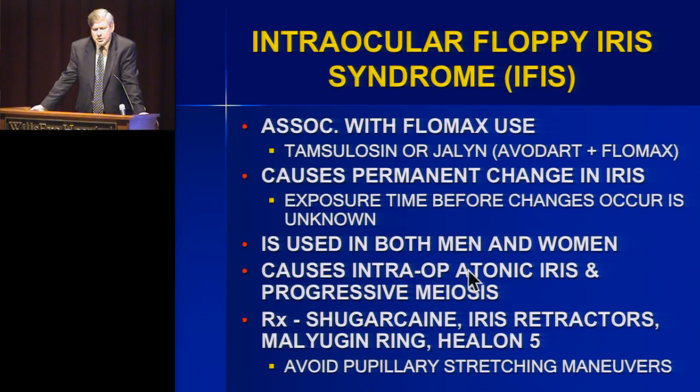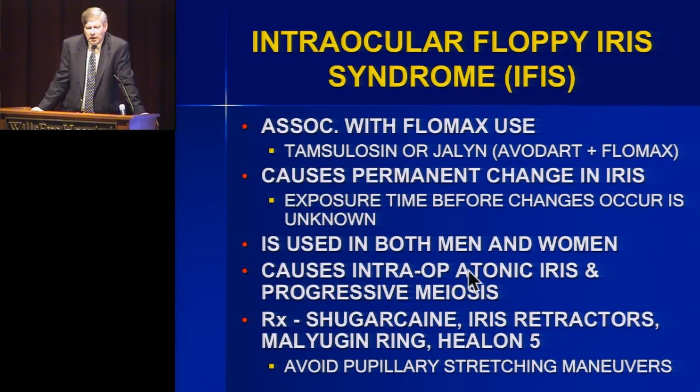What does it do? Well, it causes an intraoperative atonic iris, and it also leads to progressive miosis during the surgery. And I'll show you a video in a second. What do you do for it? Well, there's Sugarcane, which we use on every case, and my feeling is it doesn't work very well in these folks. Healon5 does work, but they still can have things flopping around. And the other thing you should know about this is it depends on how long the case goes. So if you're doing the case in 7 minutes, you're likely to be able to get out of there without a problem. If you're doing the case in an hour, you're almost certainly going to have an issue.